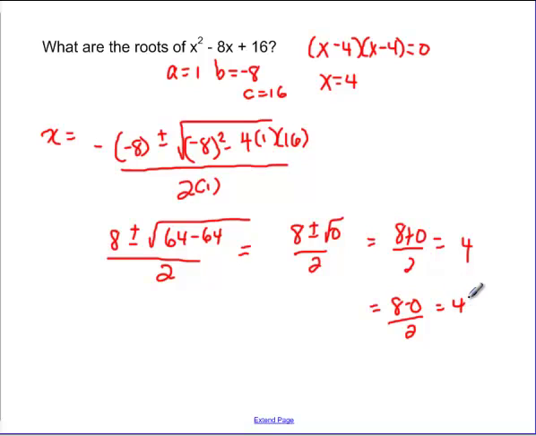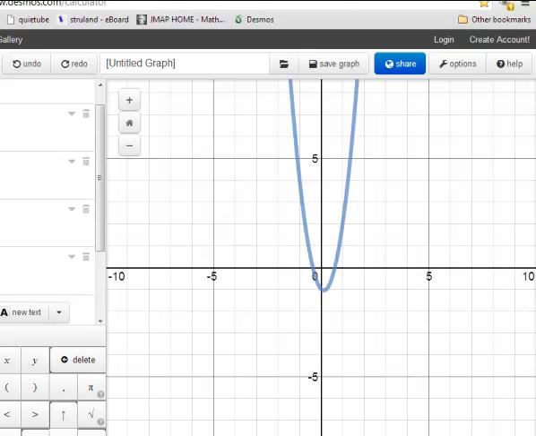Hopefully you noticed two things. One, the quadratic formula can be used whether you can factor or you can't factor. And this is why there's one root. Because if you add 0 onto 8 and divide by 2, it's the same as if you subtracted 0 from 8 and divided by 2. You only get one answer, 4. And therefore, this parabola only crosses the x-axis once. Right?